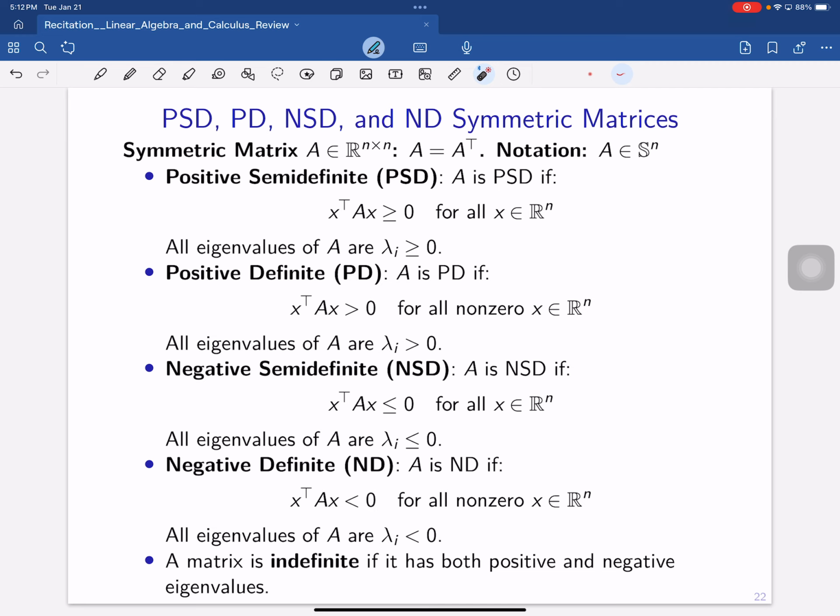variables satisfy this positive semi-definite constraint. Okay. And then positive definite means instead of saying it is greater than or equal to 0, it is strictly greater than 0 for all non-zero vectors x. Right. So that means all the eigenvalues of A are strictly greater than 0, and positive semi-definite means the eigenvalues are greater than or equal to 0. You can make an analogy for negative semi-definite and negative definite matrices. And then a matrix is indefinite if it has both positive and negative eigenvalues. This slide is just about definition.